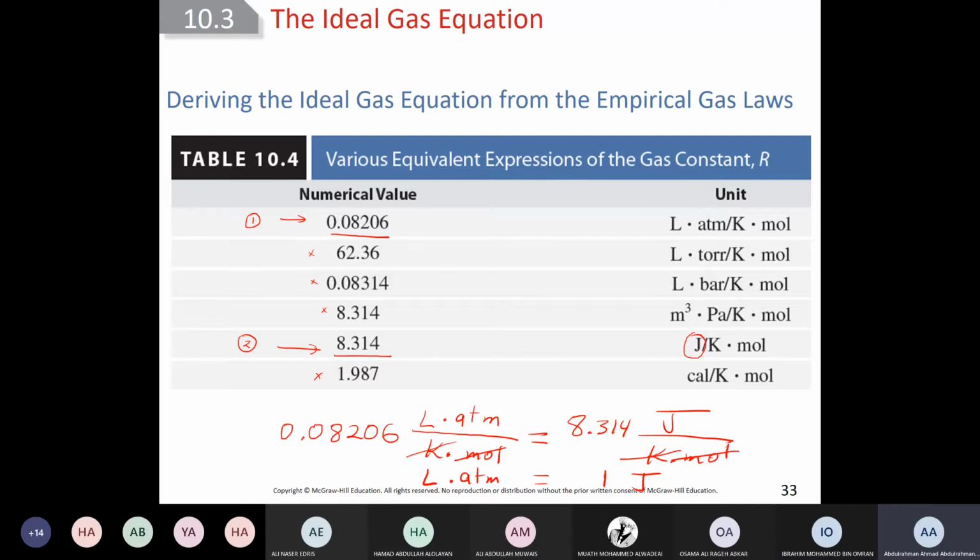It's 0.00987. 9.87 times 10 to the power minus 3 or minus 2? Minus 3. Okay, maybe I don't know the exact number, but I want you to be able to relate joule to liter atmosphere. If you need it, it's there.